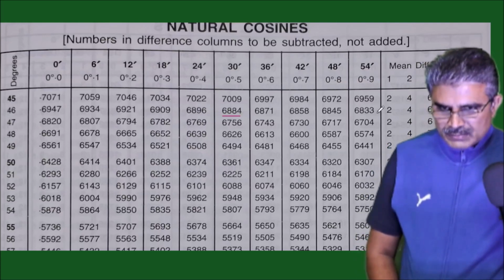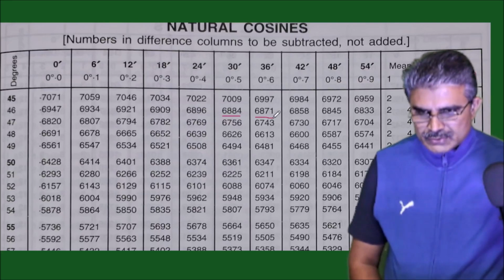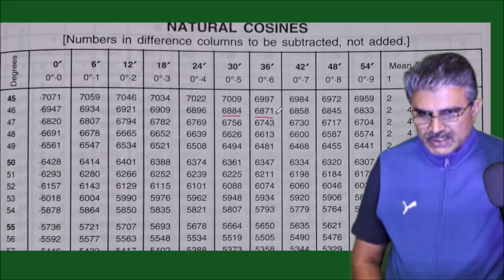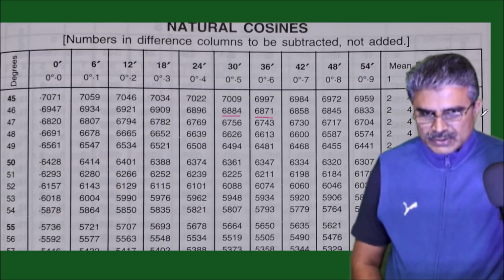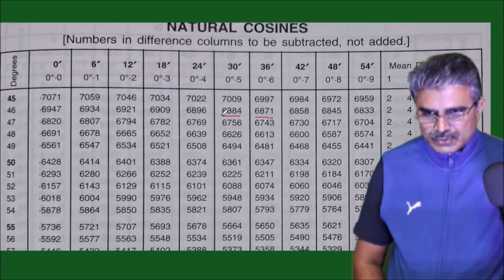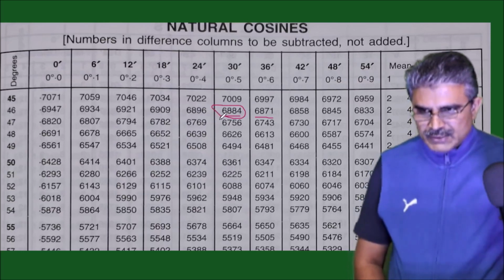That 1 we can check in the mean difference, but here it is 2 or something like that. Even if you go with 6871 here, you need an extra value of 19, and that 19 is not there in the mean difference, so go with this. 6884 is the nearest value.